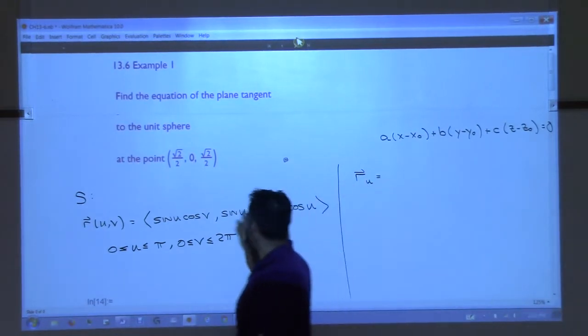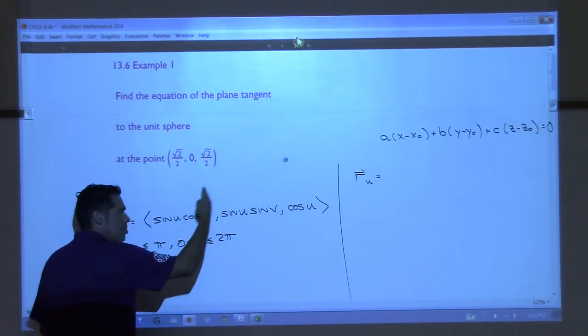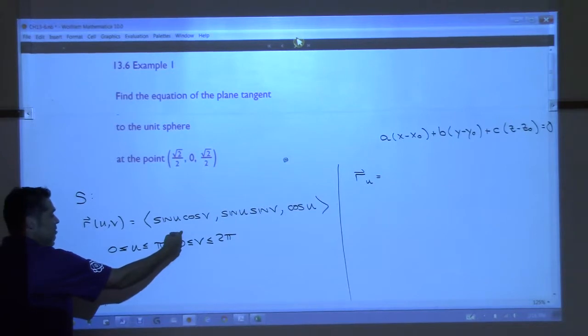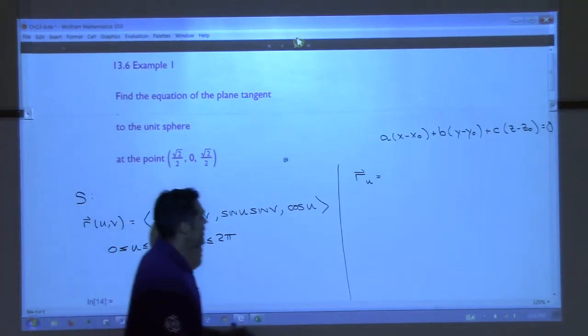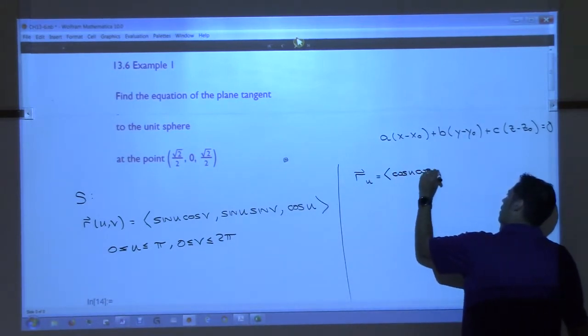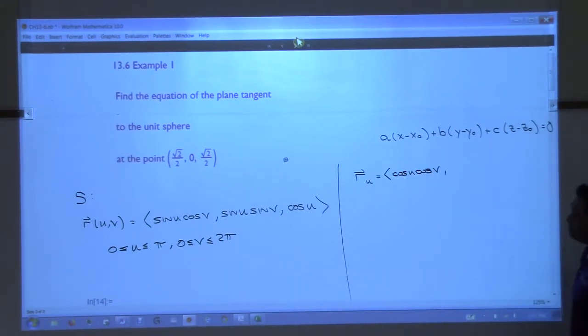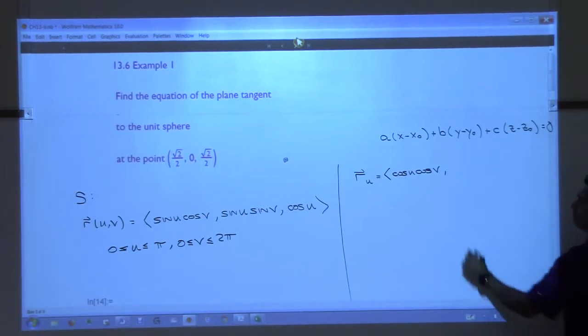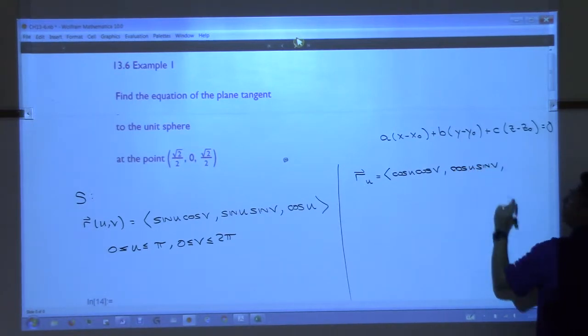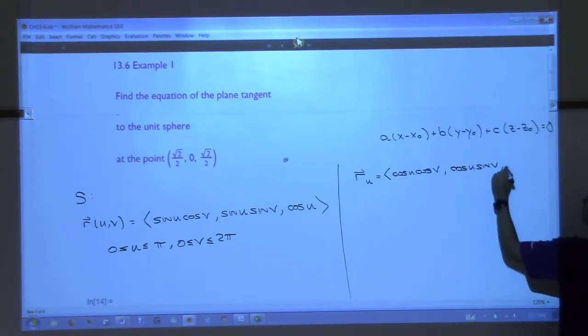So derivative of vector functions is real nice. You just do them one by one, right? Each component at a time. So what's the derivative of this with respect to u, treating v like a constant? Cosine u, cosine v. So cos u, cos v. And then the partial of the next part with respect to u, cos u, sine v. And the last one, negative sine u.